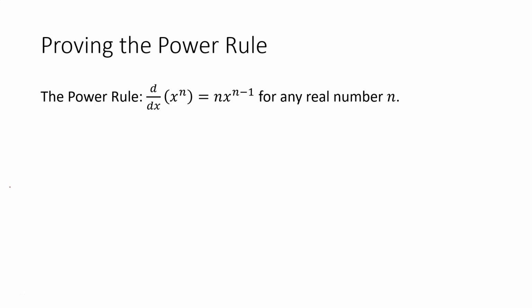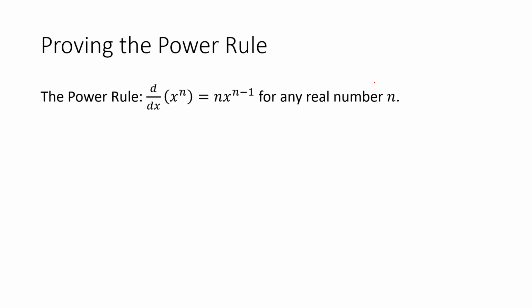So now that we've developed some theory around the use of logarithms, we can use that theory to help us prove something that in the past we have only proved partially. In other words, the power rule says that the derivative of x to the power of n is equal to n times x to the n minus 1 for any real number n.